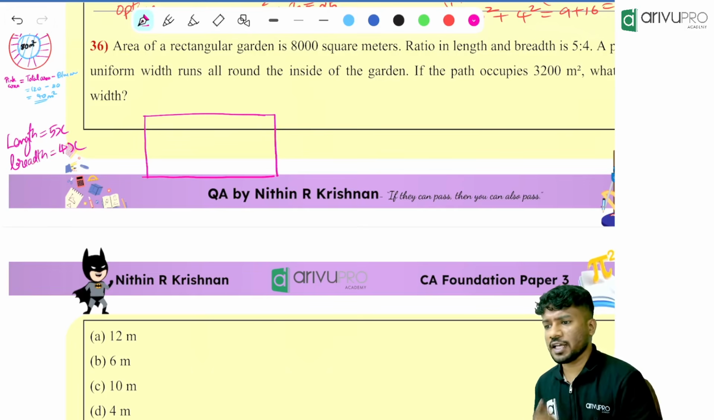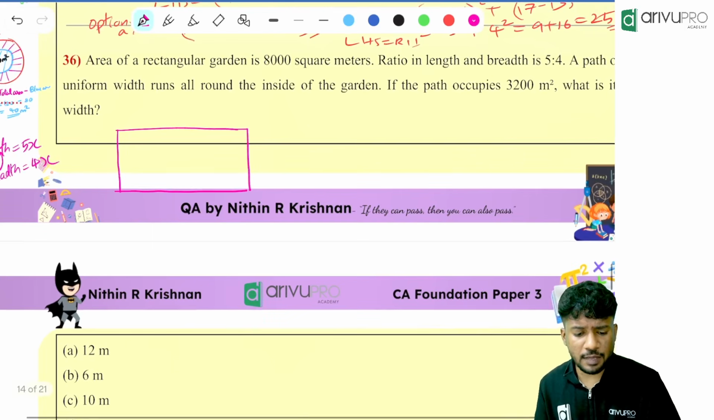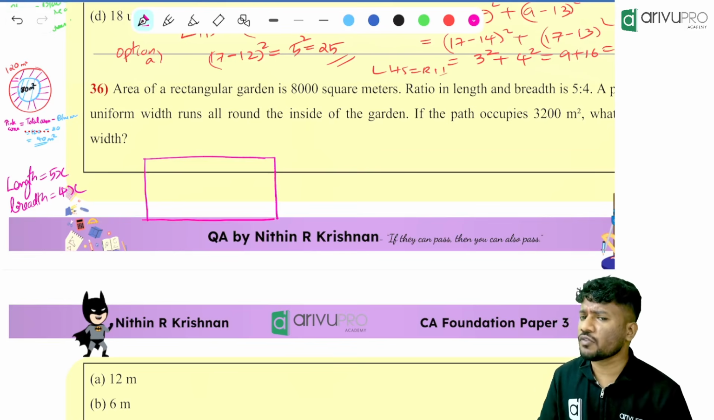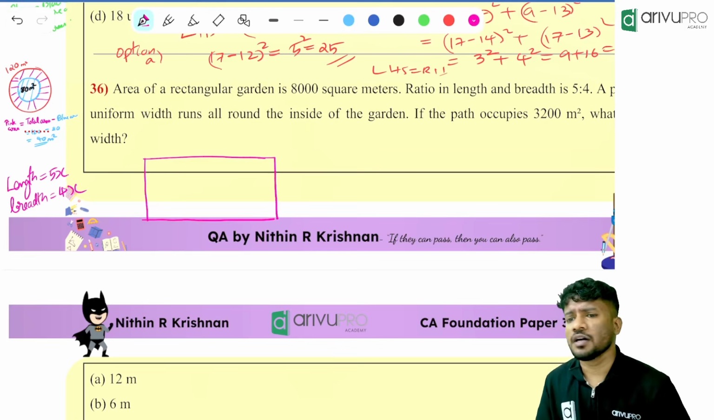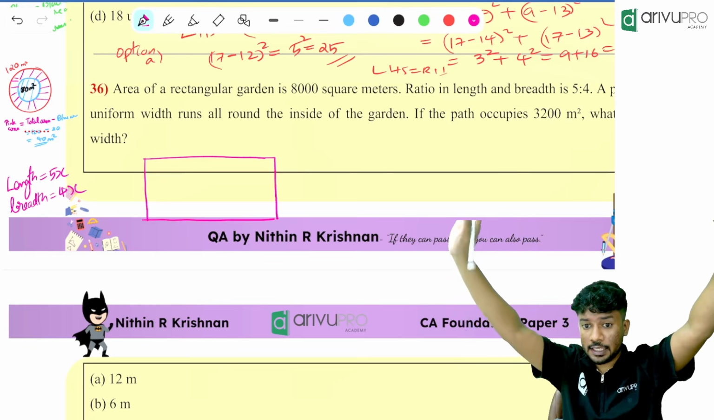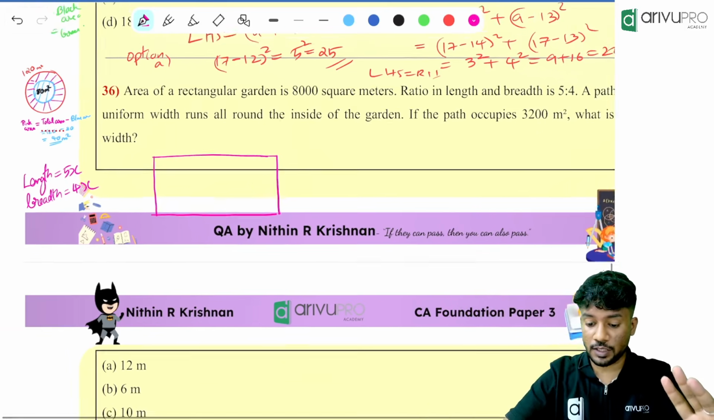So the ratio is given as 5:4. Multiplying with a constant factor, I am saying length is equal to 5x, breadth is equal to how much now? 4x. As per the question, I wrote that also. Everything is done till now. Can we read the next line and go for the next one?